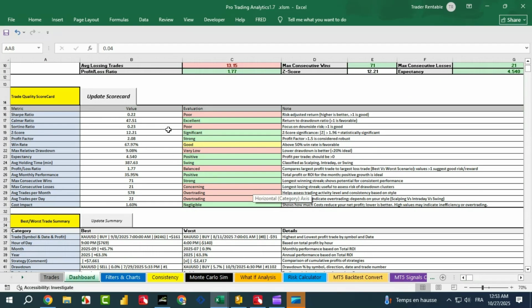As we noted before, there are monthly and daily over-trading warnings. Even though the trading style is swing trading, this level of activity is abnormal. If it were scalping, it would be acceptable, but for a swing strategy, it's unusual.